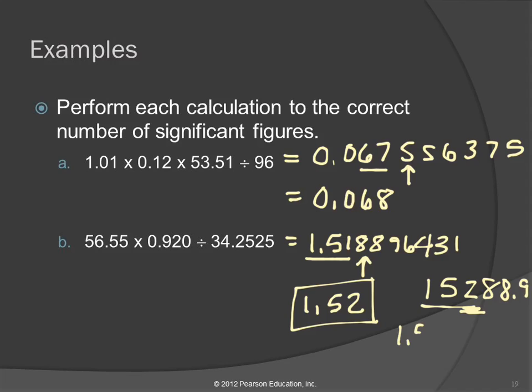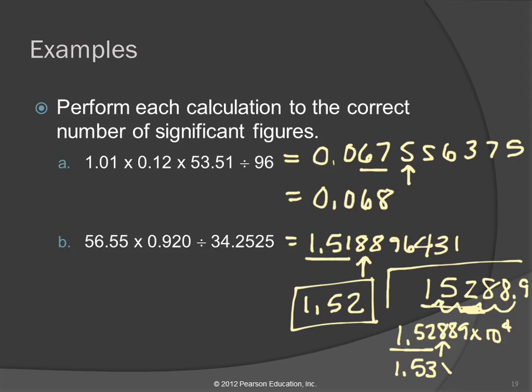So 1.5289 times 10 to the what? 1, 2, 3, 4. I made my own separate example over here. Now, if I keep 3 digits and get rid of this one, I can round that to 1.53 times 10 to the 4th. And I won't get in trouble.